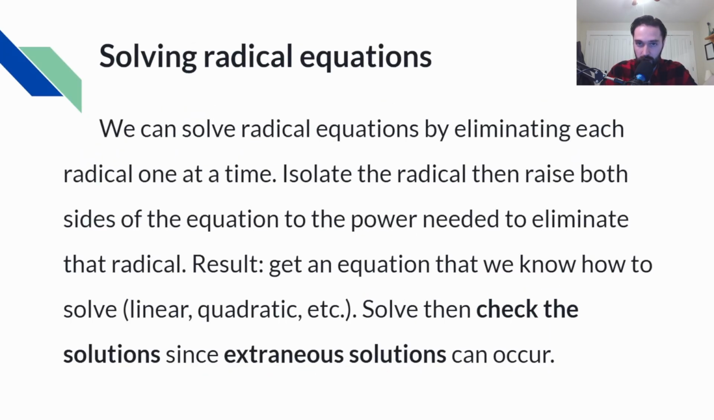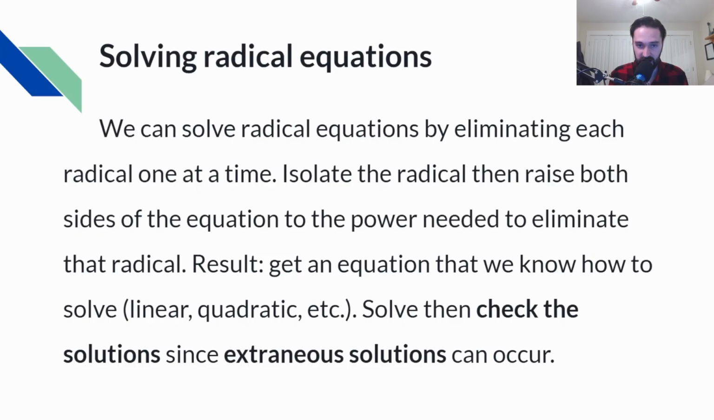We can solve radical equations by eliminating each radical one at a time. How do we do that? We isolate the radical, then raise both sides of the equation to the power needed to eliminate that radical. The result is an equation that we know how to solve, linear, quadratic, etc. So then we solve, then check the solutions since extraneous solutions can occur.